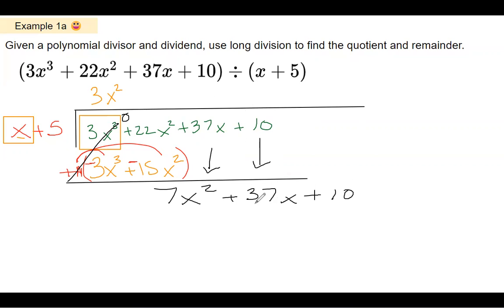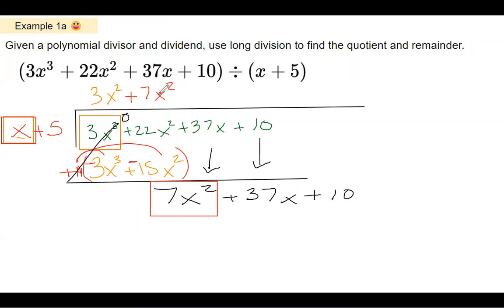So now, what number are we focusing on? My leading coefficient of my new row is what? 7x squared, and we still have x. So what do we need to multiply x by for it to become 7x to the power of 2? We need to multiply by 7x. Okay, perfect.